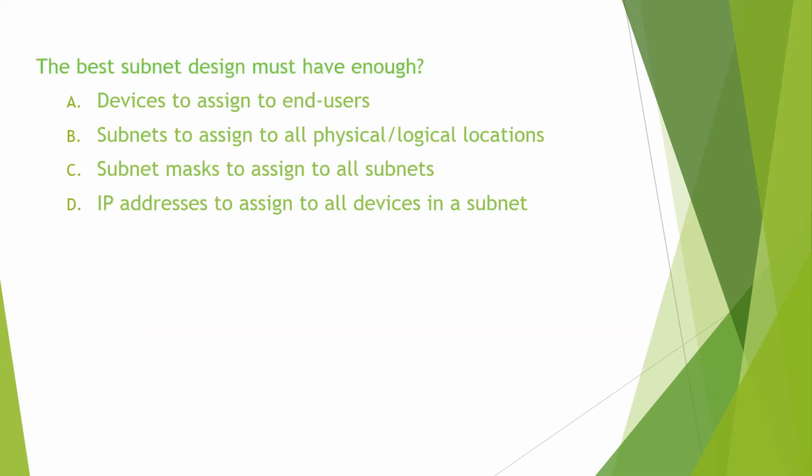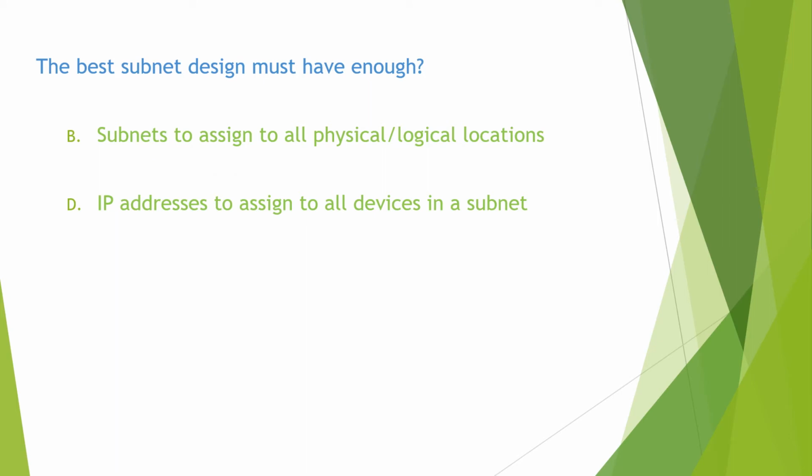The question reads, the best subnet design must have enough. As we know, when we design subnets, we must make sure that we have enough subnets to assign to all physical and logical locations. And in each subnet, we must have enough IP addresses to assign to all devices. Therefore, the answers for this question are B and D. You can find the detailed explanation for this question in the video, Introduction to Subnetting.